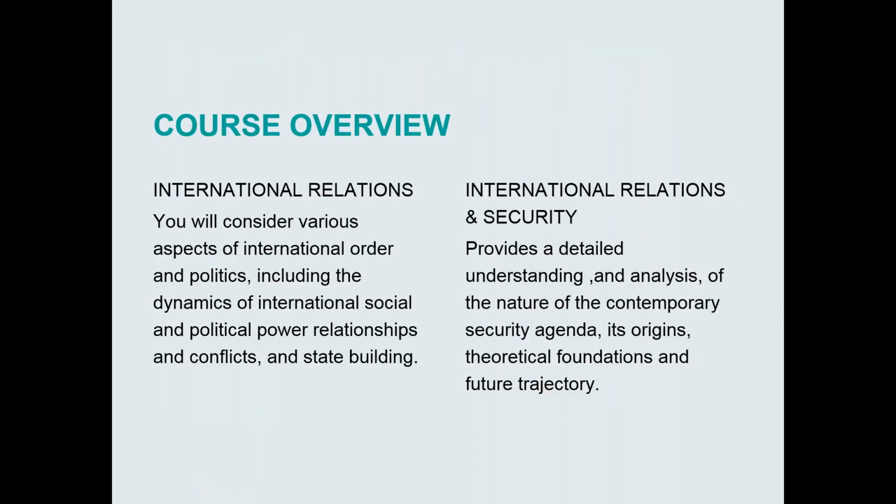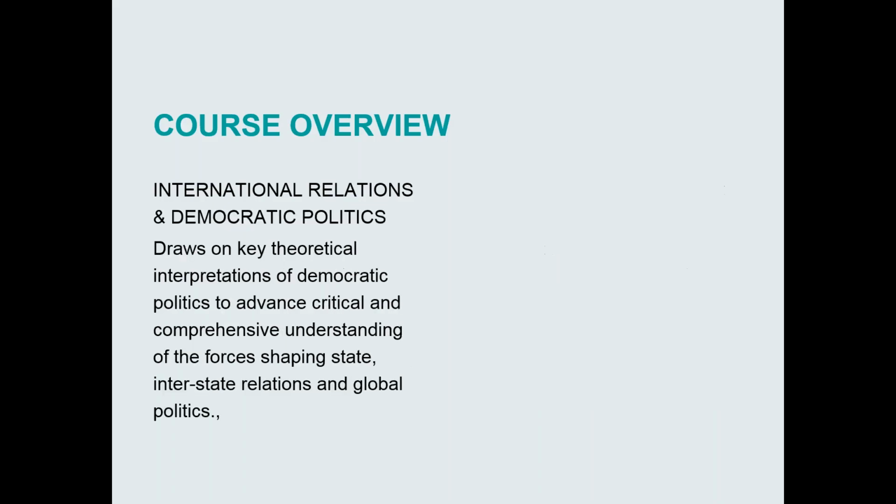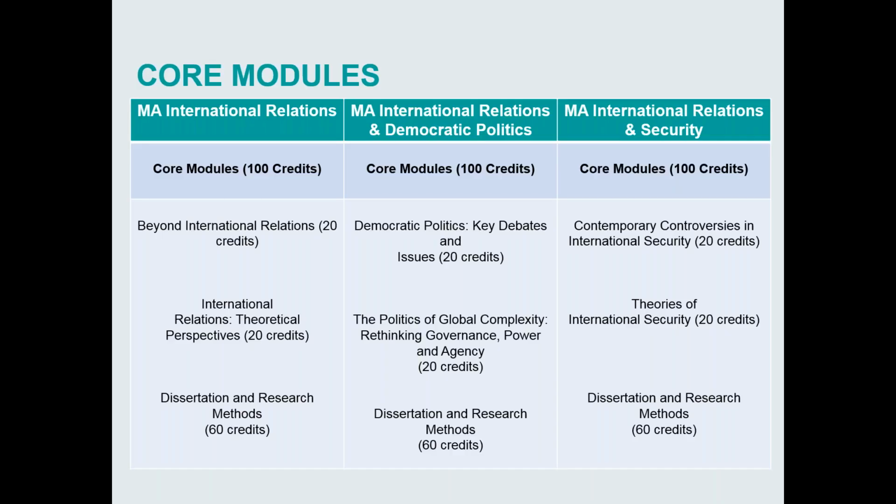The course overview for each of the 3 different courses, I'm not going to talk too much about that now. I know time is running out a little bit, but you can look at that more in detail online. In terms of the modules that you do here, again, this is available online, but just to very quickly say, you have a core module every semester. Okay, you can look at the different courses that you're doing here. Depending on which course you're doing, you'll have a core module. Each semester you do 1 core module. You also do your dissertation and your research methods.